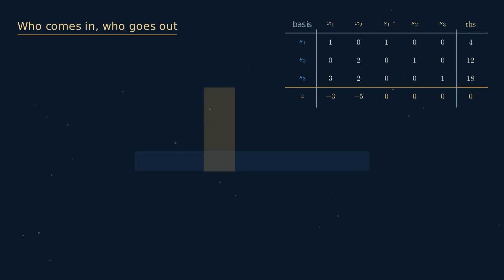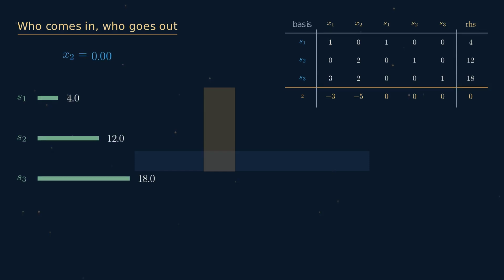Two negatives are waiting, -3 and -5. Take the most negative, because it climbs fastest per unit. So x2 enters the basis. Its column is now the pivot column. But how far can x2 go? Watch the 3 slacks as we push it up. Each bar is the room still left in that constraint. The first constraint doesn't even contain x2, so its bar never moves.